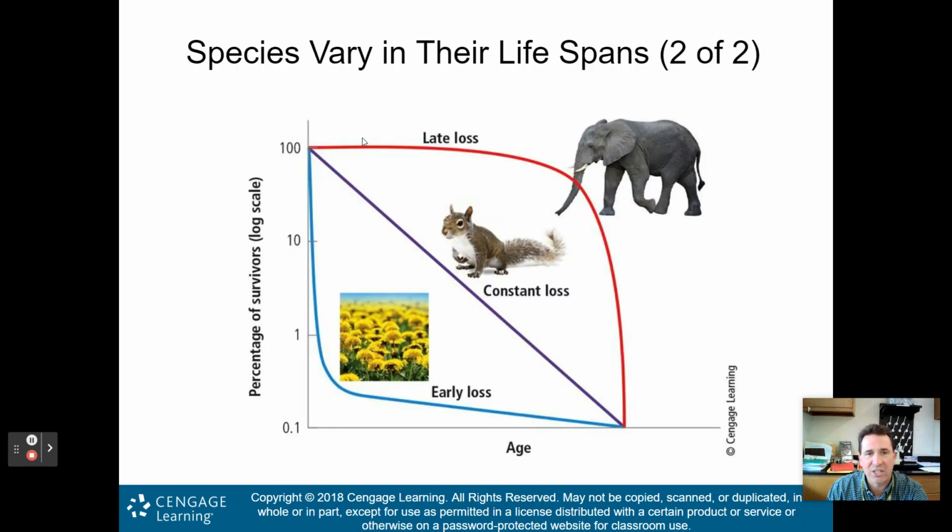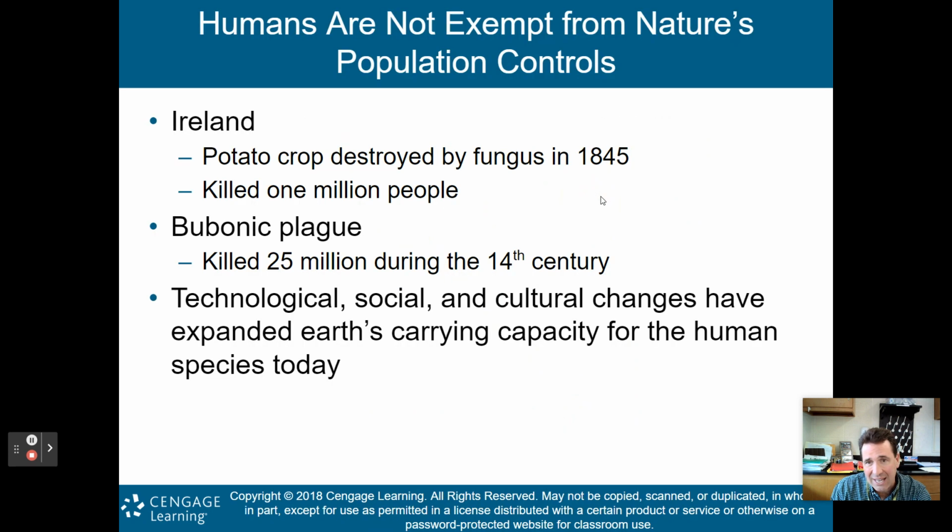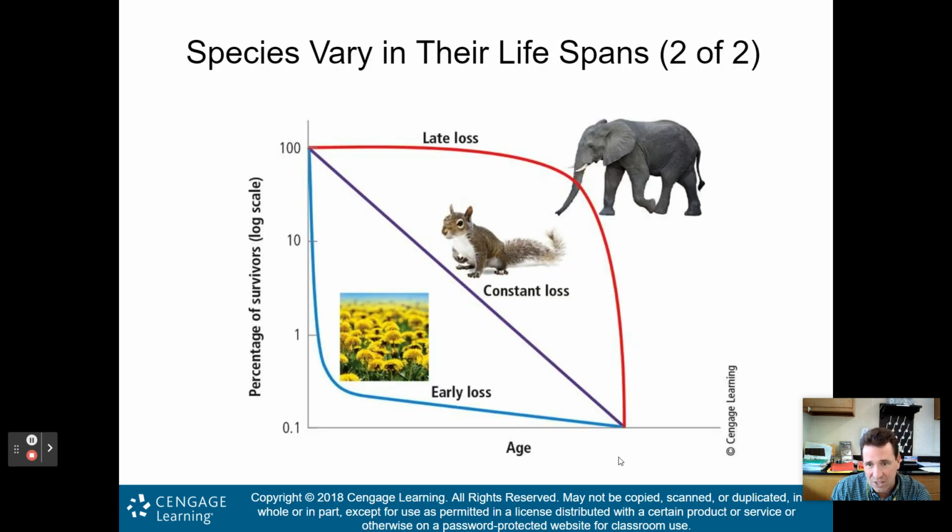So again, here's your example. The red is a late loss. This would be an elephant or a human, a K-selected species. You'll notice we have the age here. This is the percentage of the population surviving. So most of your late loss survive early on, and then as they get much older, they have a tendency to die off. That would be humans. Early loss, here we have dandelions, but again, mosquitoes, insects. They hatch, most of them die off, and a few of them live to reproduce for the next generation.